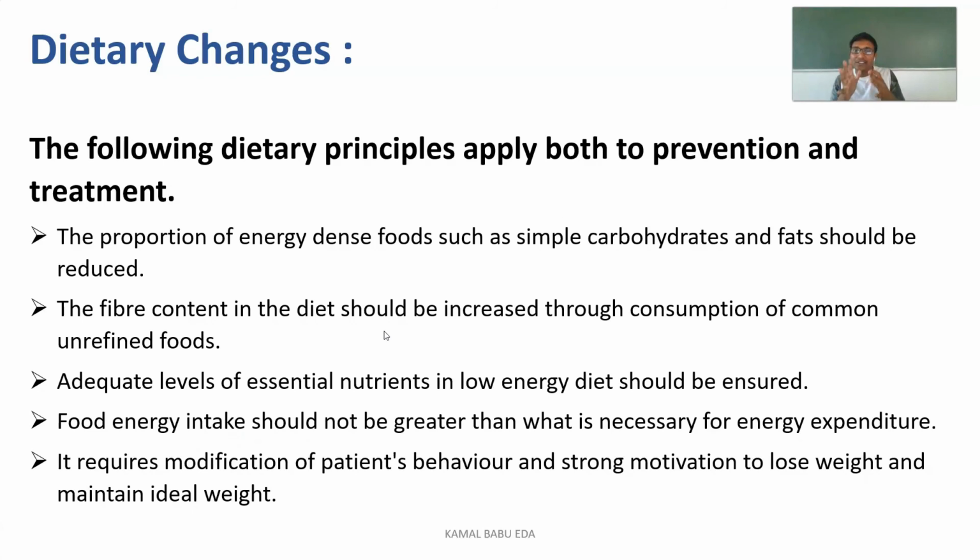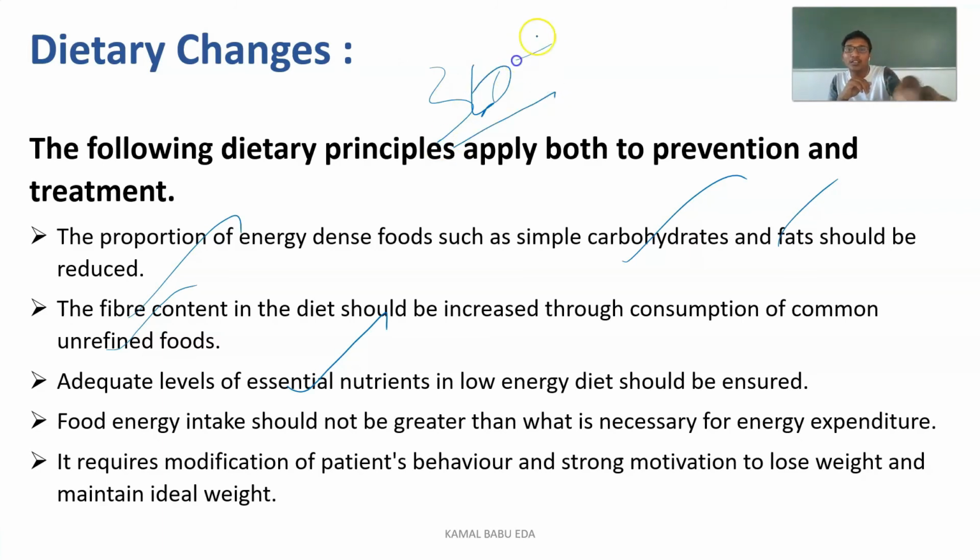If you see dietary changes, we have to decrease the consumption of carbohydrates and fats so that the number of calories we take will be decreased, and you have to increase fiber intake and consume more unrefined foods, so that fat layers are not deposited. Next, you have to take adequate levels of essential nutrients in the low energy diet. The food energy should not exceed the energy required for the day. For example, if you require 360 calories per day, the amount of food you take should not exceed 360.